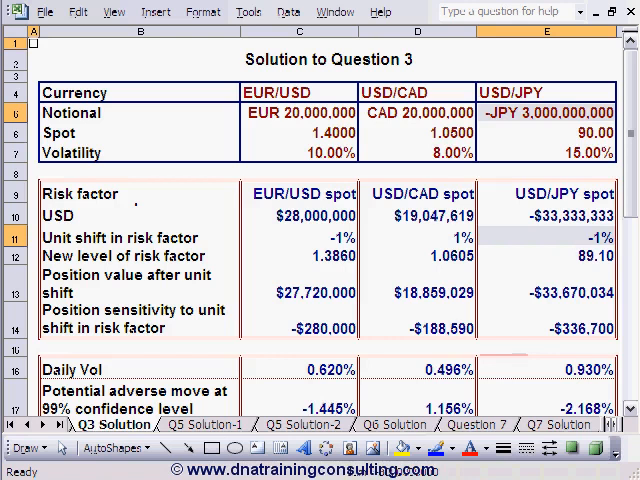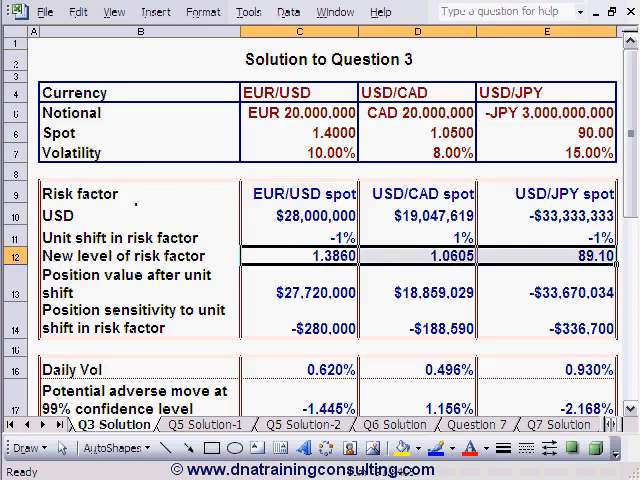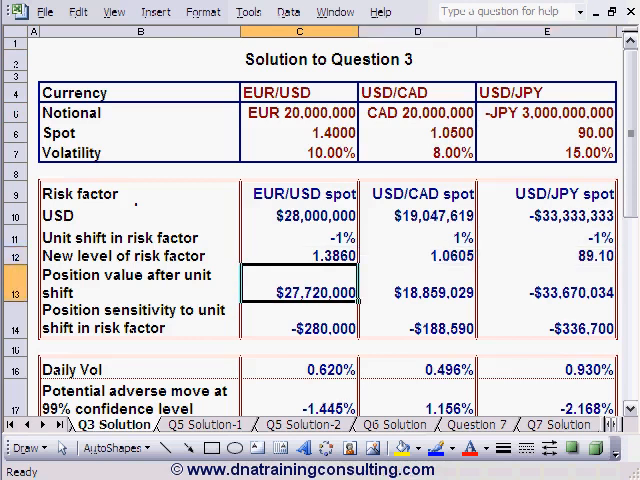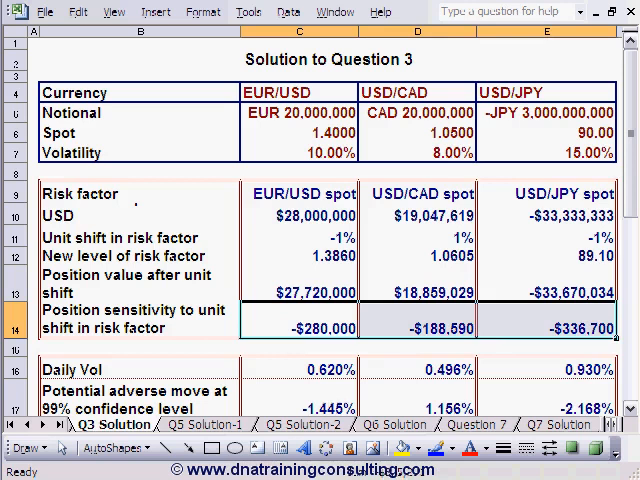We derive the new euro-dollar, dollar-Canadian, and dollar-yen spot rates in cells C12 to E12. We revalue our positions in cells C13 to E13, and we calculate the position value sensitivities to adverse shifts in the relevant risk factors in cells C14 to E14.